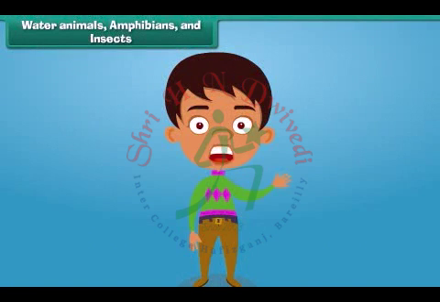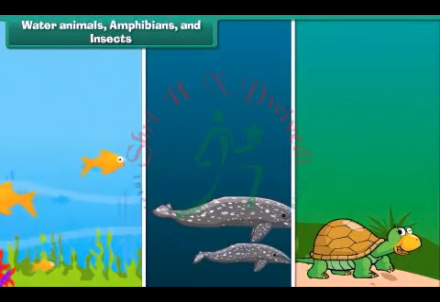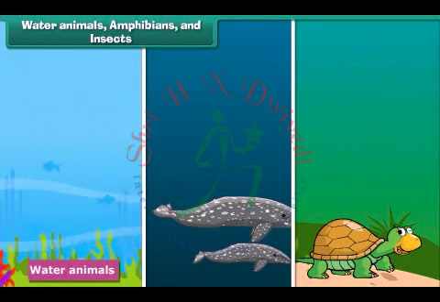Now let us know about other animals like water animals, amphibians, and insects. The animals that live in water are called water animals. Fish, whale, and tortoise are a few examples of water animals.